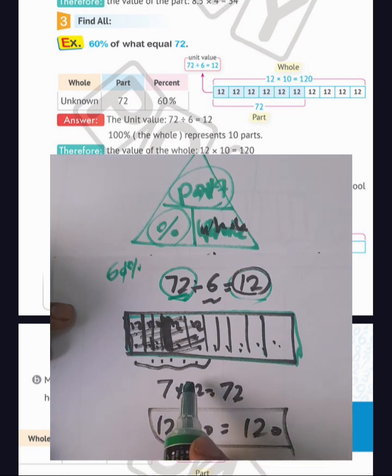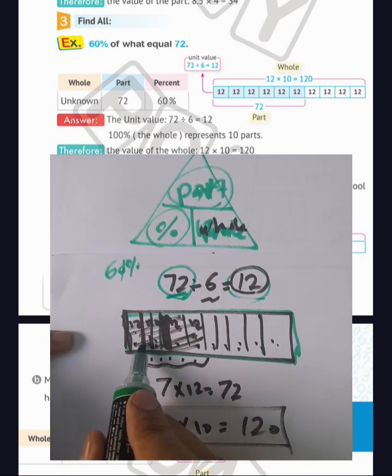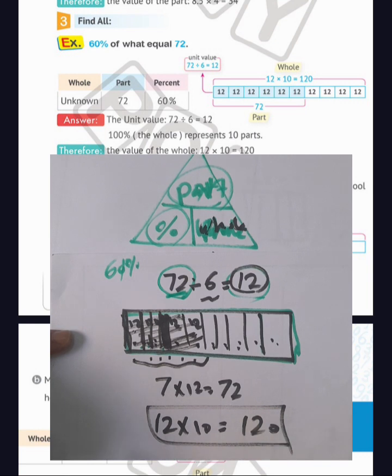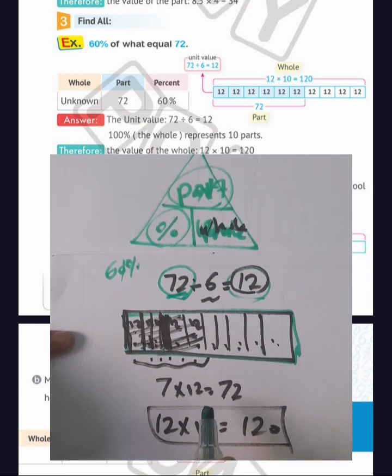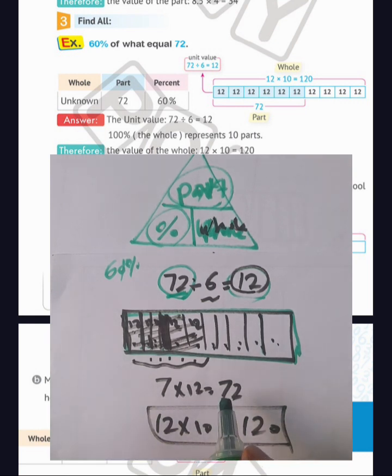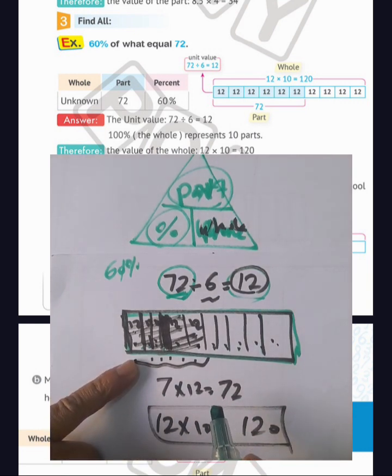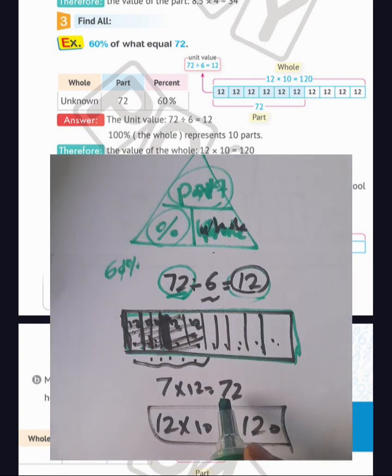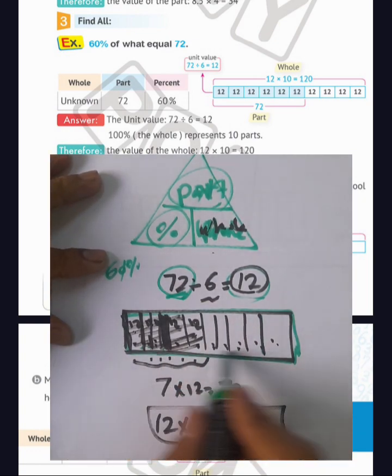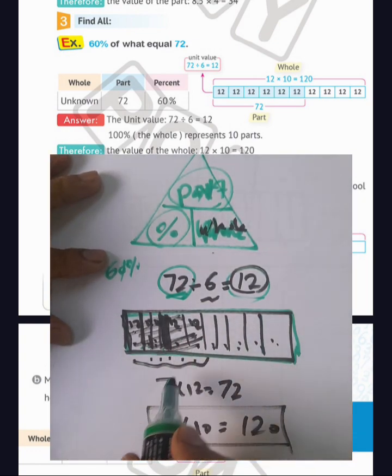Then we will color what? 12, 12, 12, 12. We know 12 here and 72. 12 times what equals 72? We have 12 here parts. How many parts colored? We have 12 parts. Okay, we have 12, but we must color 6 parts here.